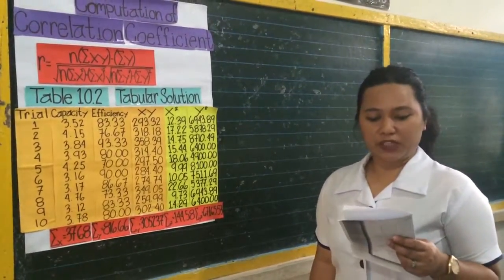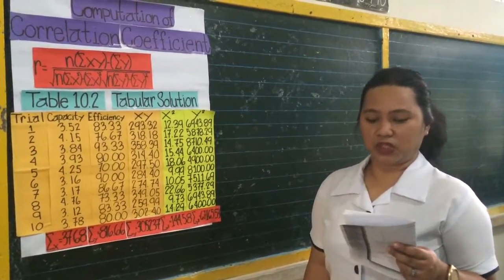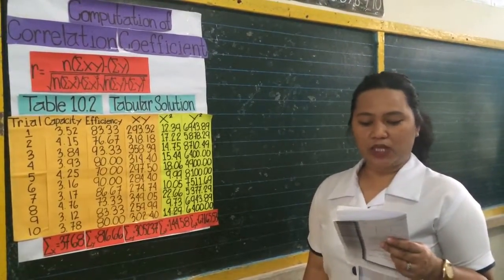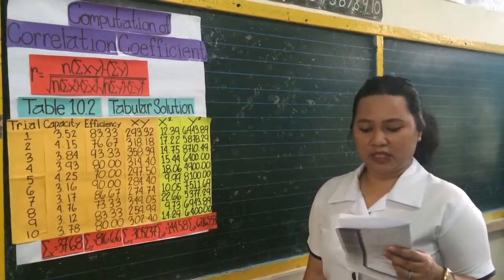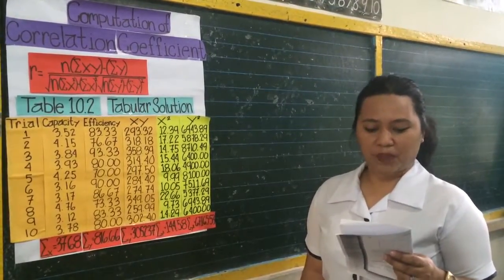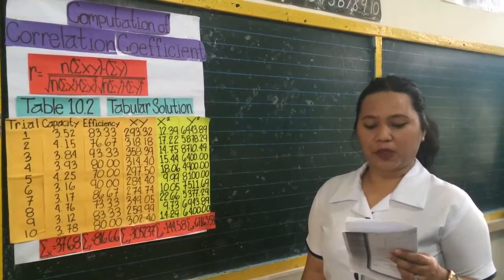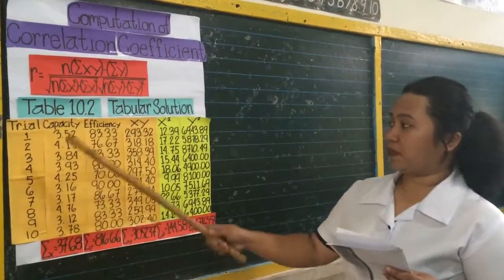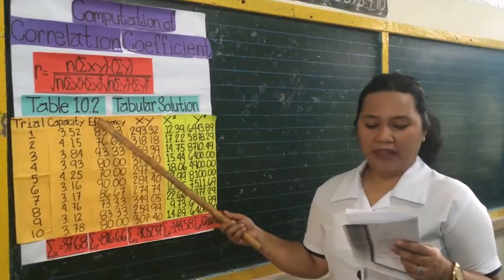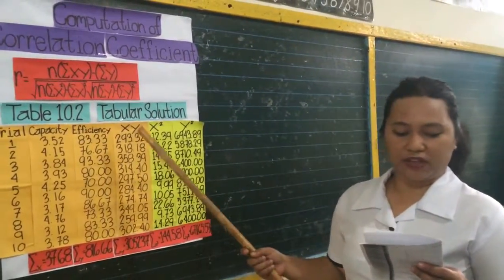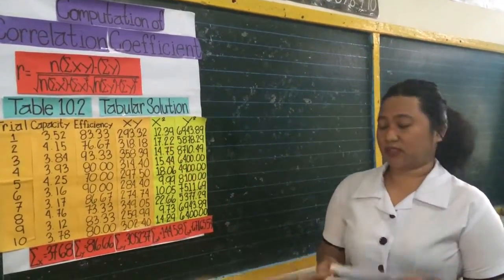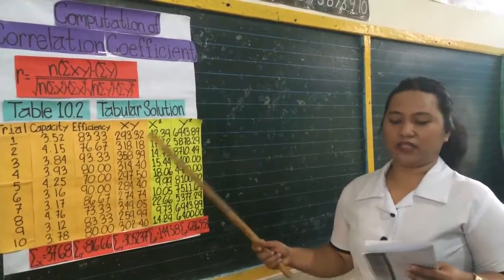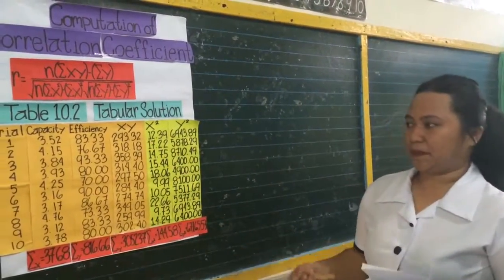A group of graduating agricultural engineering students designed, constructed, and tested a manually operated crop grading machine as their thesis, using potato as a sample crop in the testing. The following data on capacity, efficiency, and the machines were gathered for 10 trials and are presented below. So these are the data that are gathered for the testing.